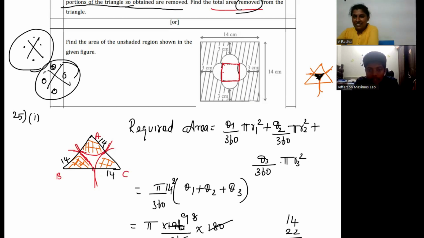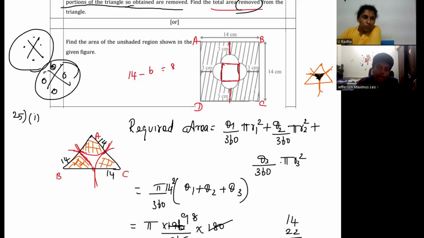Ma'am, if we find the radius. Actually, the side length is 14. This is A, B, C, D, and this is 14. This top has a 3 and the bottom is a 3. So 14 minus 3 plus 3 is 6. 14 minus 6 is equal to 8.